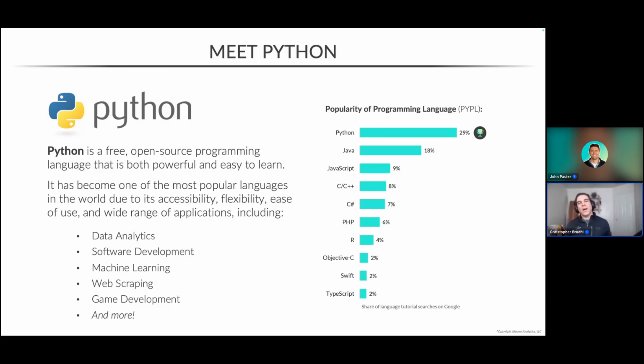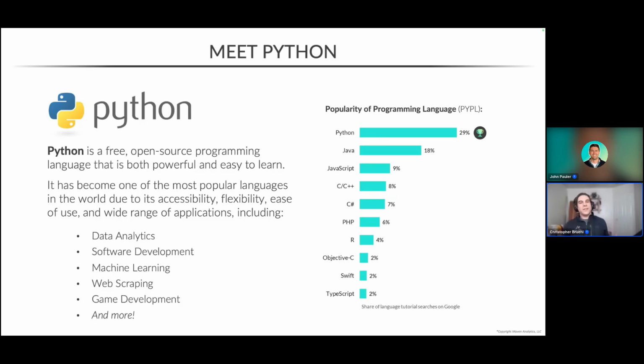And one of the reasons why boils down to a quote that I love about Python, which is, Python is the second best language at everything. So a lot of programming languages get created or get really popular because of a specific use case. JavaScript, for example, is very popular for the development of web applications.